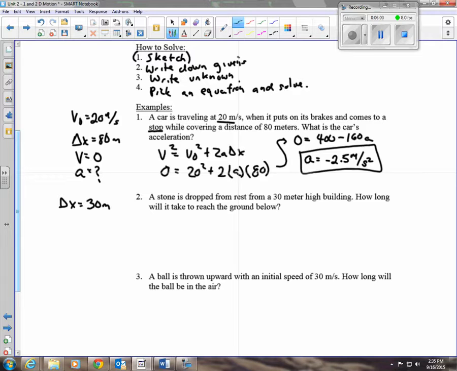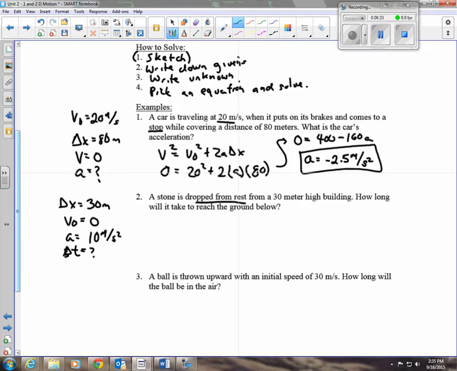Now, what else is in there? Well, it says it's dropped from rest. That means it's not moving at the beginning of the problem. So my v0 is going to be 0. And then the last thing is, since it's dropped, we're going to say that the acceleration of this thing is gravity. So it's going to be 10 meters per second squared. I didn't put the negative there, and I'm going to show you why in a minute in the next problem. And we're looking for how long, so I'm looking for time.